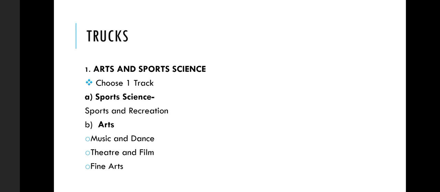In every particular subcategory that you will select as you proceed to senior school, you will have specific subjects from which you will be required to select. For example, if a learner selects the pathway that we are calling arts and sports science, and thereafter selects the track that we are calling sports science, he or she will have an option of doing a subject that we are calling sports and recreation.